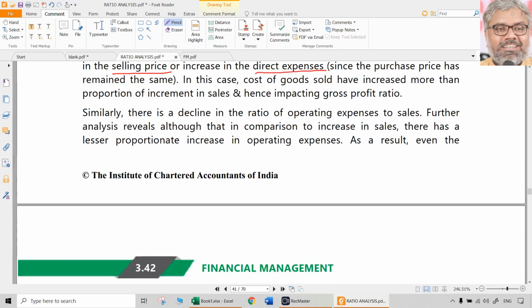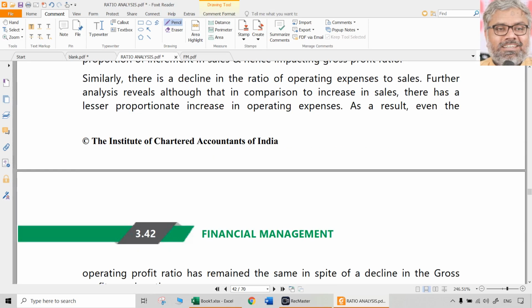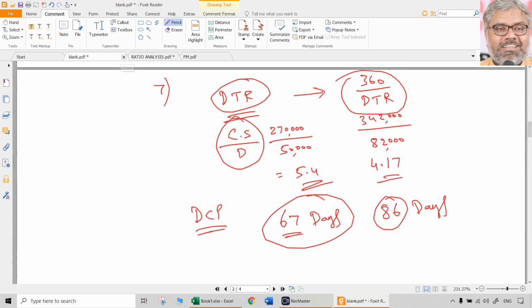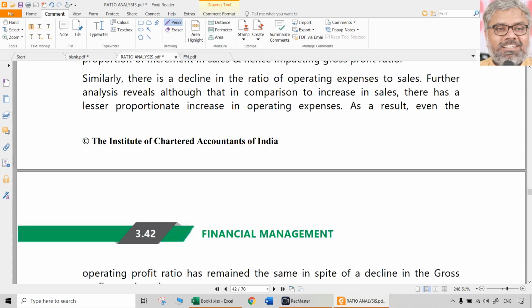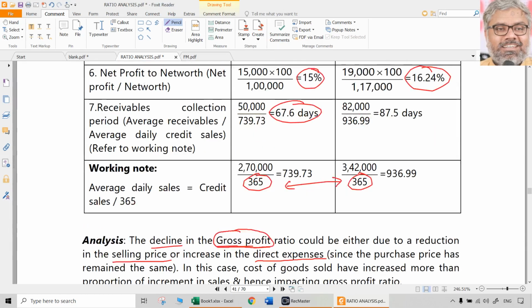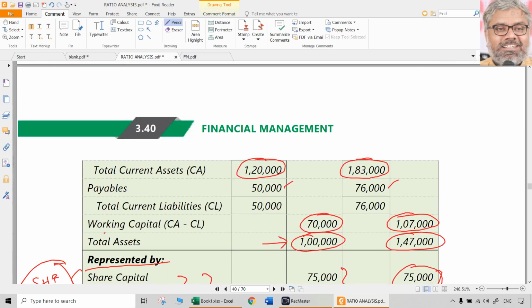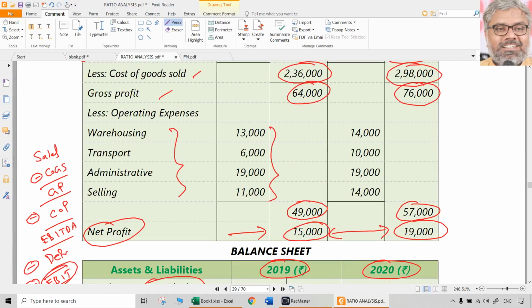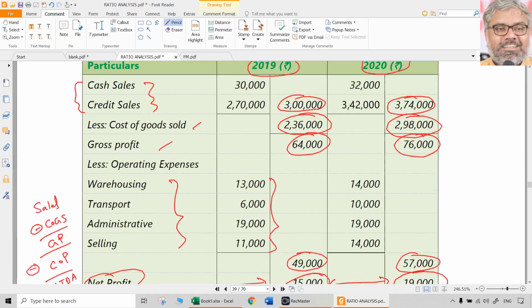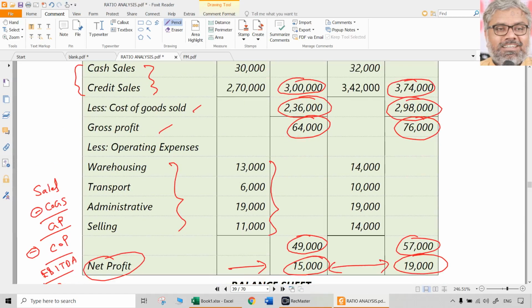That's enough. Then the operating expenses to sales ratio had a decline. Again, where has this happened, and why has this happened? If you look at the financials closely, sales have increased, but operating expenses have not increased as much as the sales have. For example, the total sales went from 300,000 to 374,000.